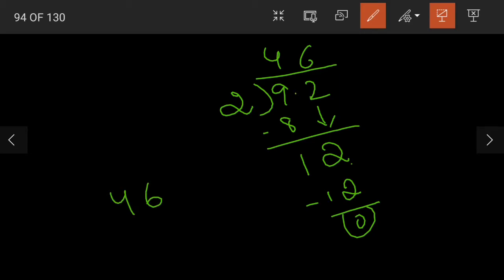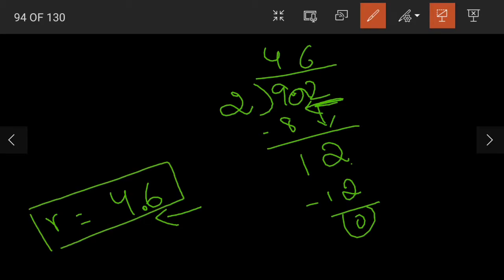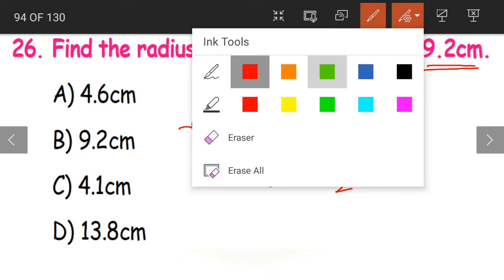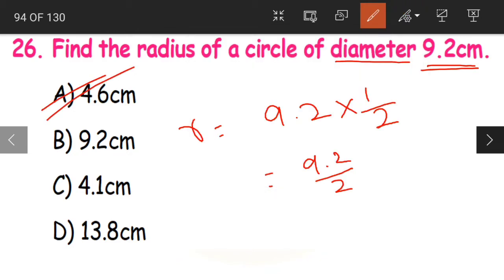Is this the quotient? No, we have to place the decimal point as well. We are having one decimal place. So after one digit from right, we'll place our decimal point. So what is the radius, children? The radius is equal to 4.6 centimeters. That is our option A.